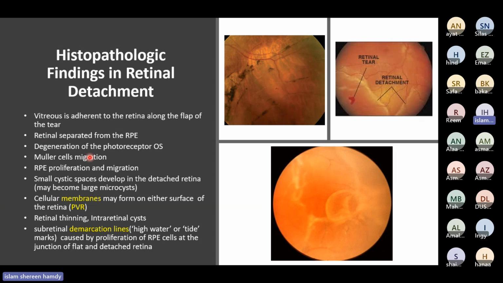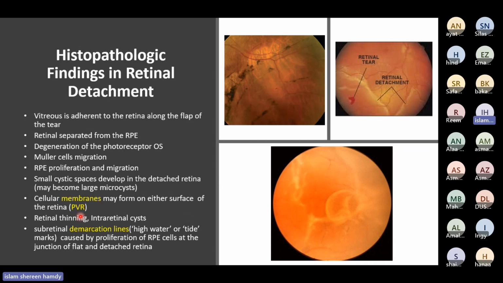If the retina is not repaired quickly, there will be degeneration of the photoreceptors because they depend on the oxygen supply from the choriocapillaris. When the retina is detached, they don't get blood supply. There is Müller cell migration and retinal pigment epithelium proliferation and migration as a trial to repair the damage that happened. In chronic, long-standing or neglected retinal detachment, it's common to find small cystic spaces because there is degeneration of the retinal layers and the Müller cells, and this can grow to macrocysts. Sometimes there are membranes, or what we call proliferative vitreoretinopathy, as we will see later on.